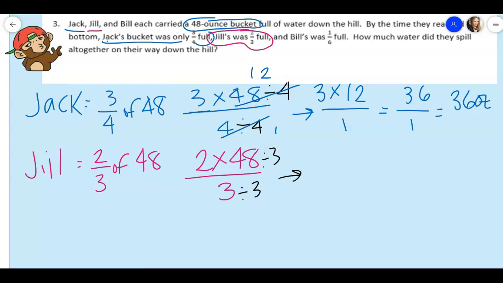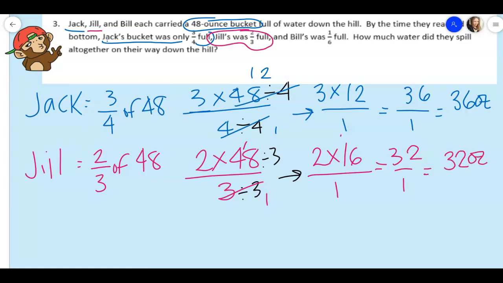And the new equation is going to be 2 times, well, how many times does 3 go into 48? 3 goes into 4 one time with 1 left over. 3 goes into 18, 6, 12, 18, 6 times. And then 3 goes into 3 one time, that's over 1. Now I need to figure out what 16 times 2 is. 6, 12, carry the 1, 2, 32 over 1. So she made it down the hill with 32 ounces still in her bucket.